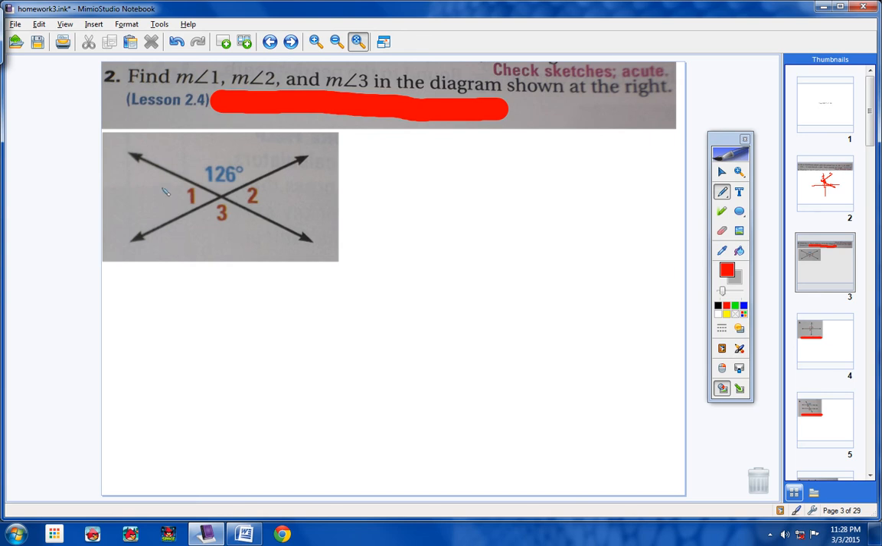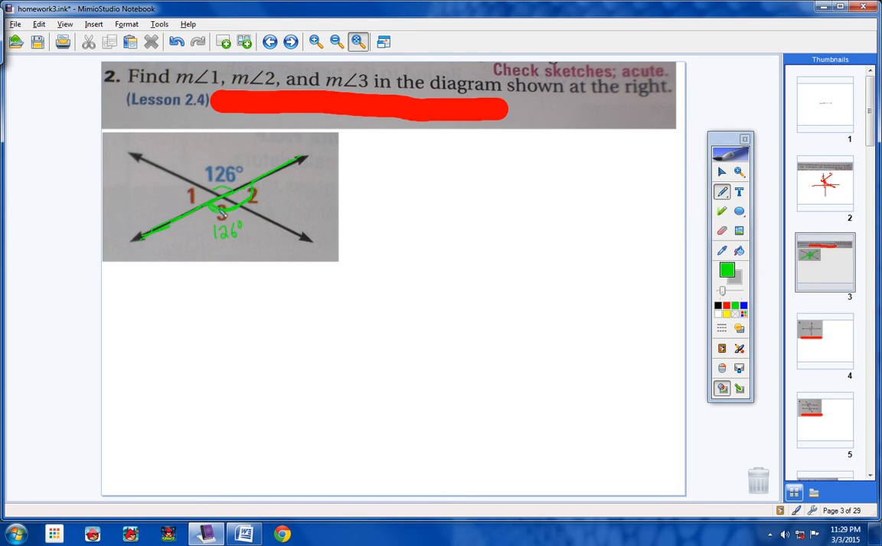All right. When two lines intersect, these two angles here are called vertical angles, and these two angles here are called vertical angles. Vertical angles are always congruent. So if this angle here is 126 degrees, then angle 3 is also 126 degrees. So that's the first thing they're reviewing here in this question. Vertical angles are congruent. The second thing is the fact that straight lines are called straight angles, and they always equal 180 degrees. So from here to here is 180.